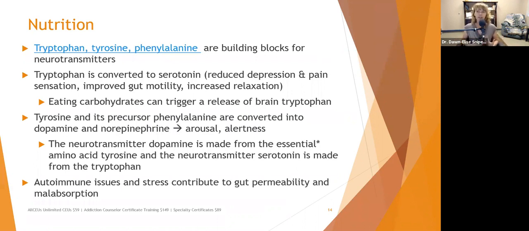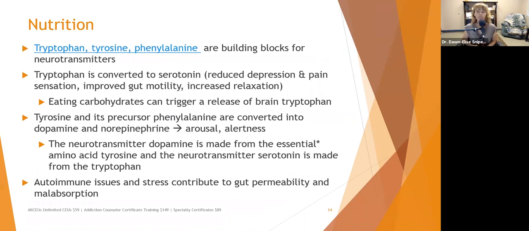Tyrosine and its precursor phenylalanine are converted into dopamine and norepinephrine. If you don't have dopamine, you don't have your drive, your motivation chemical. If you don't have norepinephrine, you don't have arousal and alertness. Dopamine is made from tyrosine, and the neurotransmitter serotonin is made from tryptophan. So just kind of remember that.